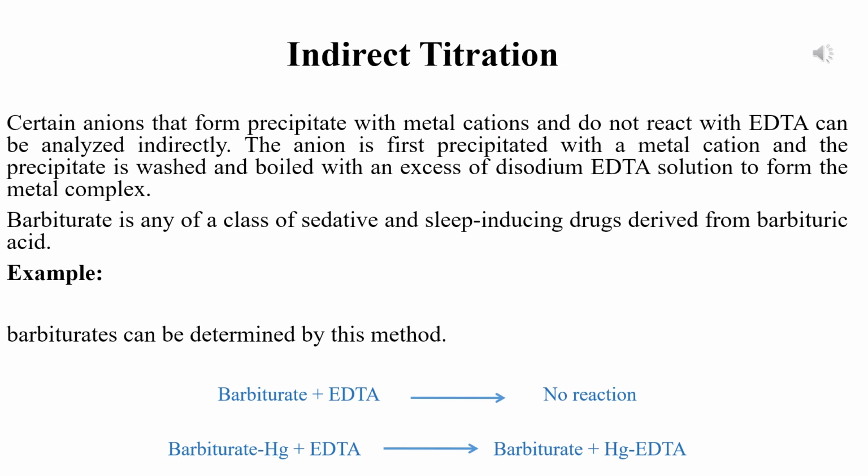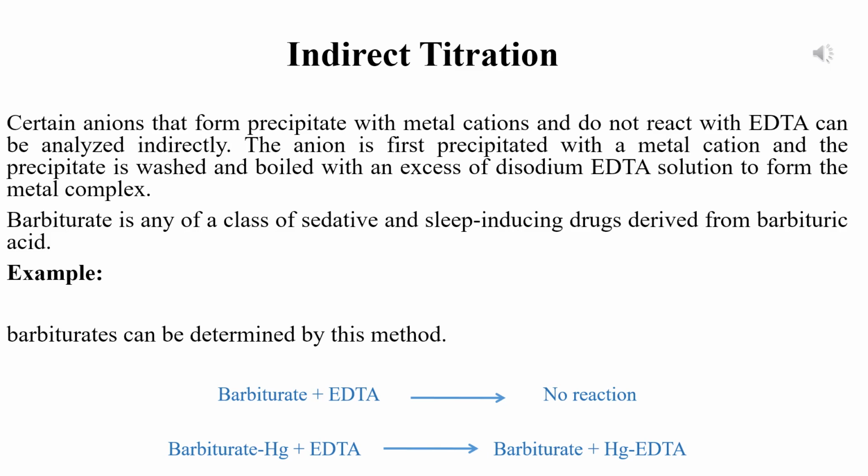Next type is indirect titration. Certain anions that form precipitate with metal cations and do not react with EDTA can be analyzed by indirect titration. So the anion is first precipitated with metal cation, and then these precipitates are washed and boiled with an excess of disodium EDTA solution to form metal complex. So barbiturates can be determined by this method.